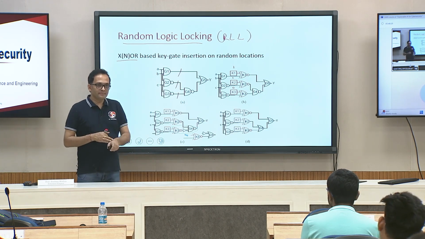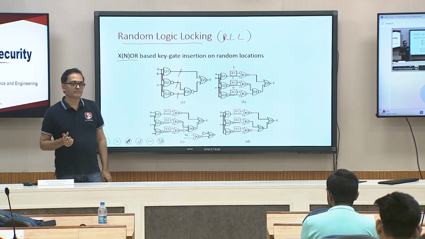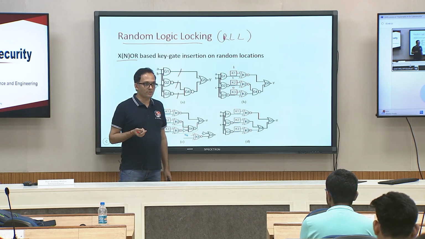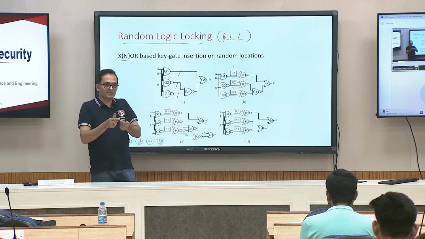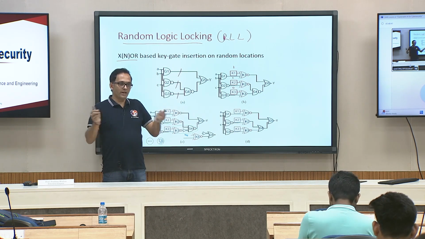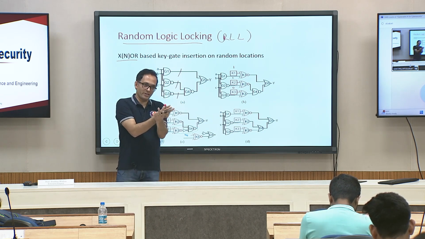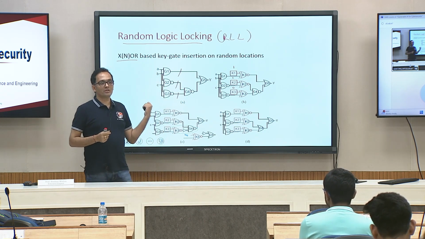What is the core idea? Do you remember that I talked about bubble pushing in one of the classes? What was bubble pushing, do you remember? You put two NOT gates somewhere, right, and you move them, right. If there is an AND gate, if you move a NOT gate, it will become an OR gate, right. The same logic will apply here, right.